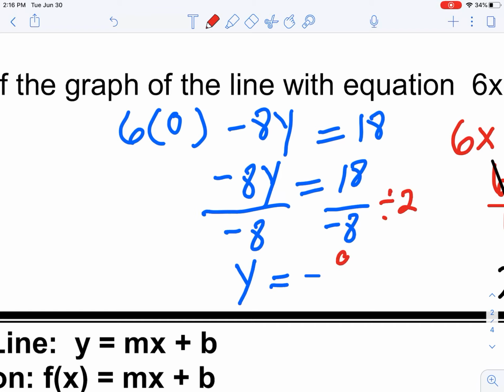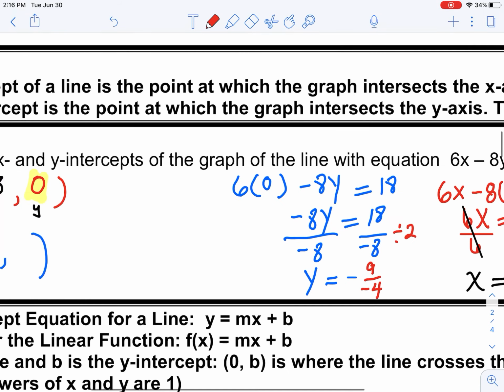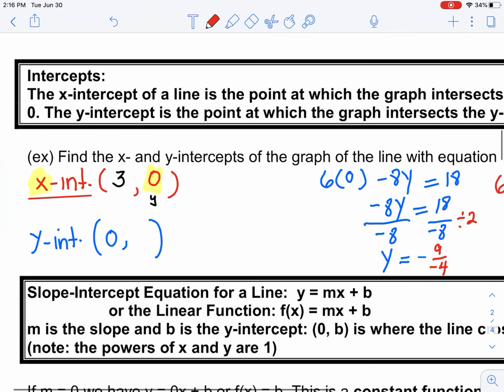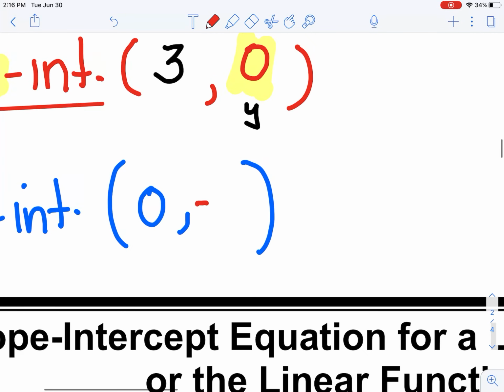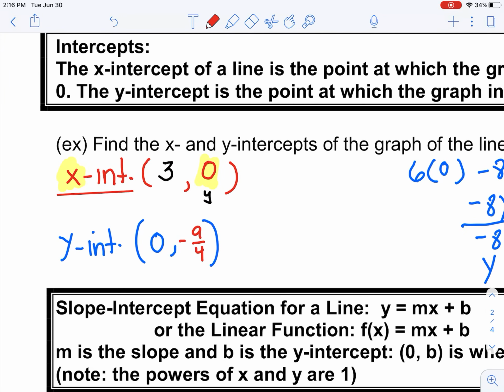So 18 divided by 2 is 9, and negative 8 divided by 2 is a negative 4. So in essence, 4 goes into 9 2 times, and then there's 1 left over. So we could put that as a mixed number, or for right now, we can just leave it as negative 9/4. All right, so let's go ahead and take a look at this next part.